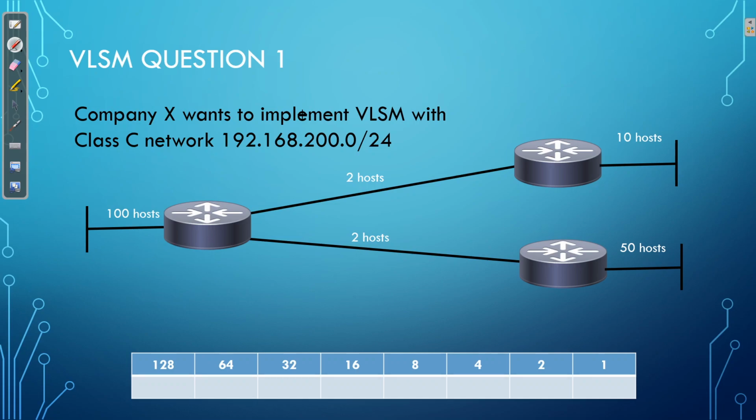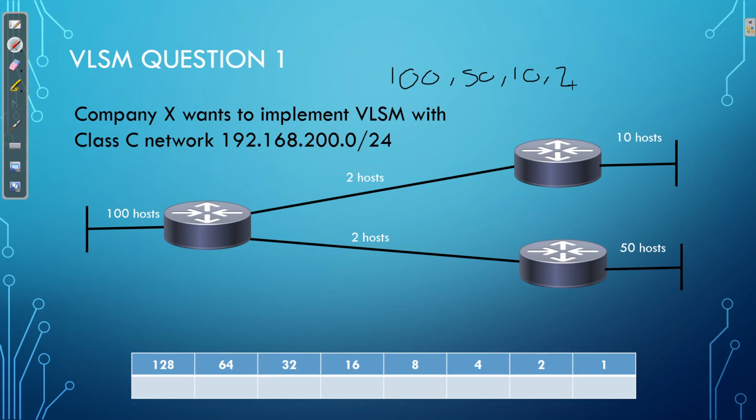So let's list out each LAN segment going from largest to smallest. So the largest LAN segment needs 100 hosts. The next largest needs 50 hosts. The one after that needs about 10 hosts. And then the last two after that need 2 hosts.